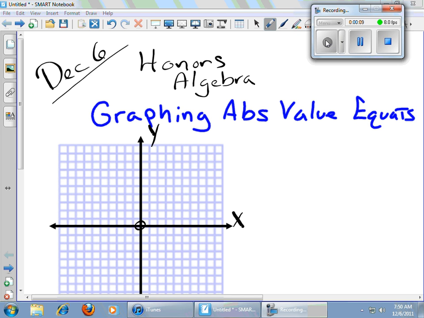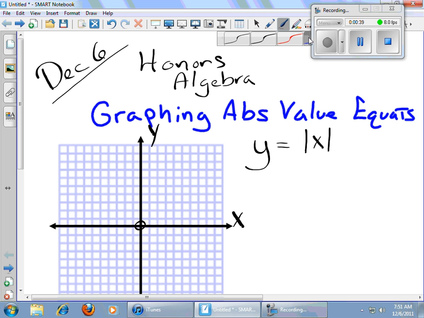Today we are going to be graphing absolute value equations. All right. Yesterday we practiced solving absolute value inequalities. Well, now we're actually going to graph absolute value equations. We're not going to be graphing them on a number line. We're going to graph them on an XY coordinate system. Let's say we had an equation that looks like this: y equals the absolute value of x. That should look an awful lot like y equals x.